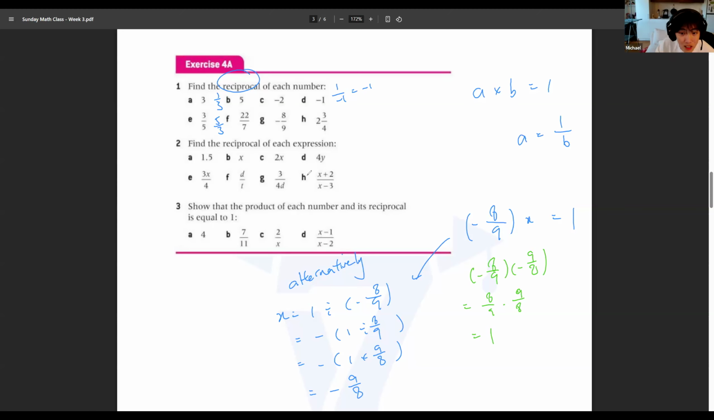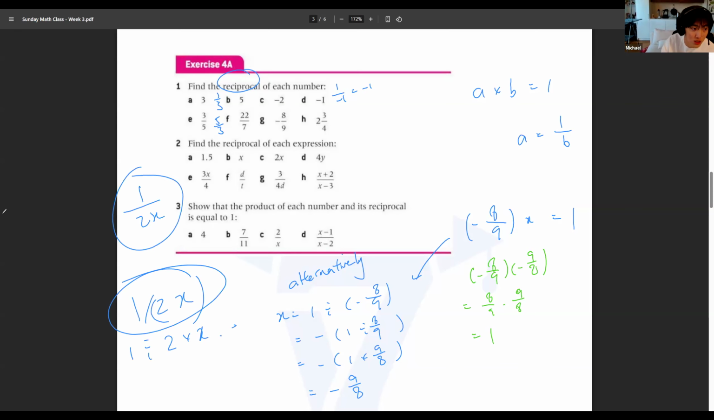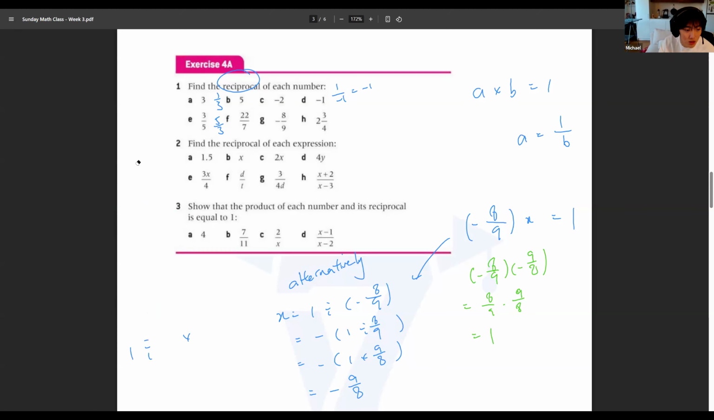I mean, technically, if you type 1 over 2x, technically this is 1 divided by 2 times x, and that is not correct. But if you put a bracket here, it's correct, okay? But I get what you mean. So yeah, but when you're submitting stuff online, or when you're actually trying to be strict, just gotta make sure you mean what you mean, okay? Just gotta make sure it's clear.